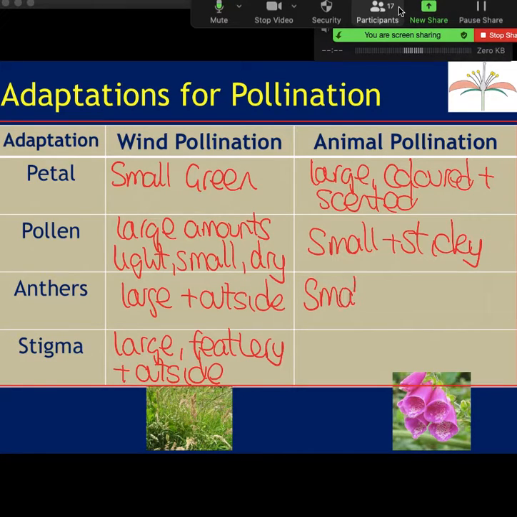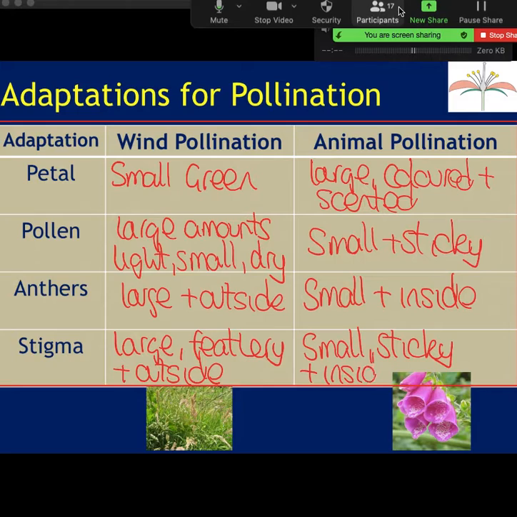Your anther is small and it's inside your flower. And likewise with your stigma, it's going to be small, it's going to be sticky so that the pollen will stick onto it, and you will find it inside.